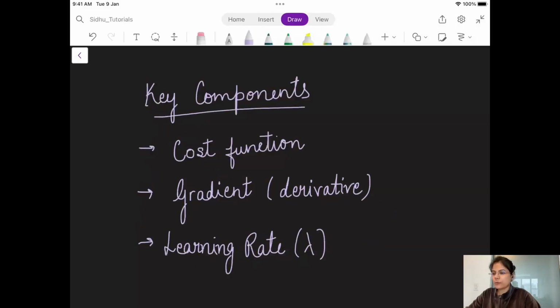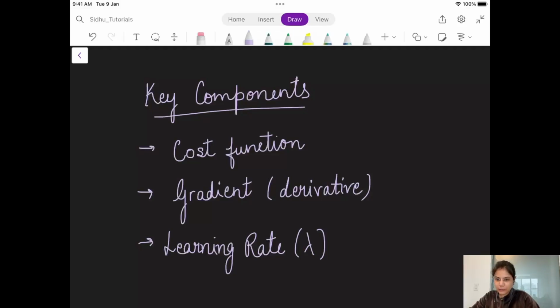There are three important key components of gradient descent. The very first one is the cost function, the function we want to minimize by adjusting the parameters. The second one is the derivative, or we can say the partial derivatives of the cost function with respect to each parameter. And the third one is the learning rate, the hyperparameter that determines the size of the steps we take in the direction of the gradient.